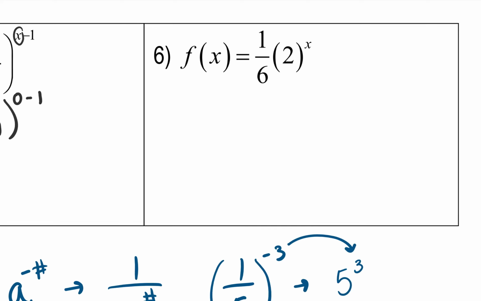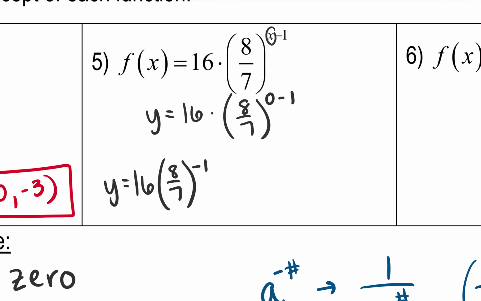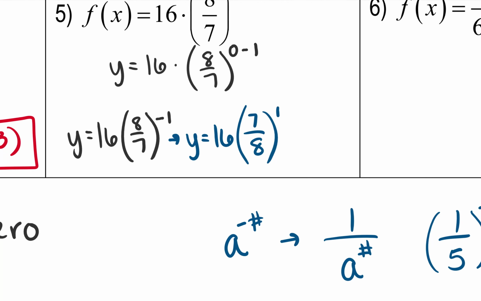So let's go back to our question. So we have negative 1. So now, y equals 16 times, I flip 8 over 7 becomes 7 over 8. And now the negative 1 becomes positive. Now if it's a 1, you don't have to write it, because 1 doesn't really change anything. And now I can get my answer from here because I can multiply 16 times 7/8.